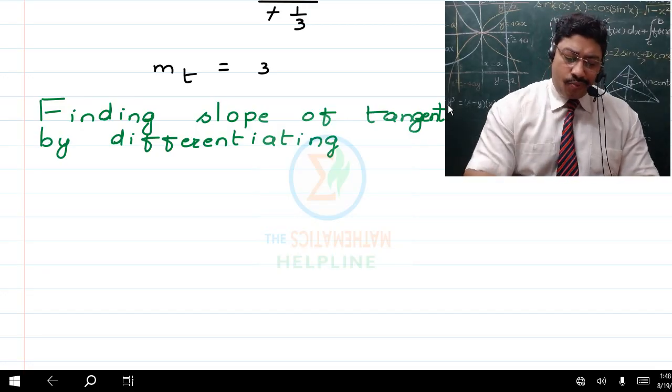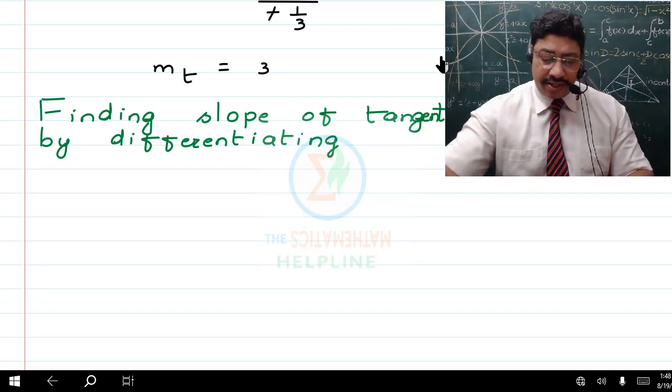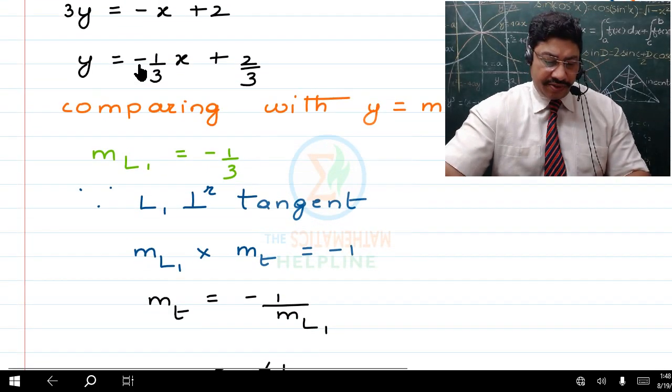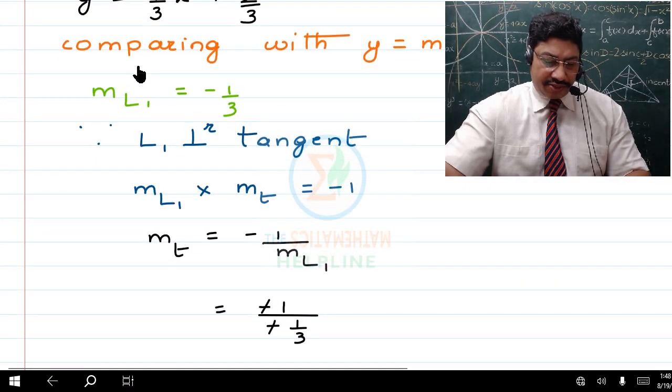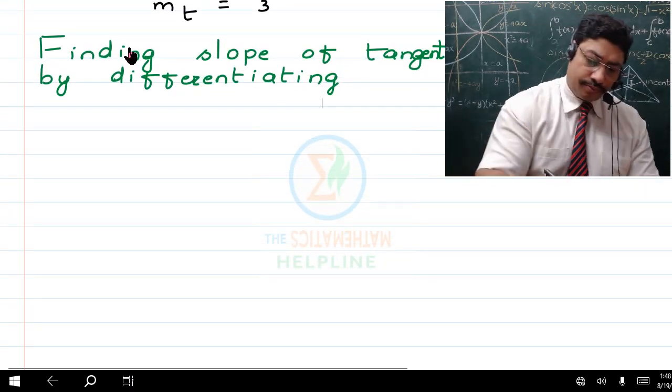Okay, now we'll be going ahead to find out the slope of the tangent by differentiating the equation of the curve. Now the equation of the curve is 3xy minus y square is equal to 2.